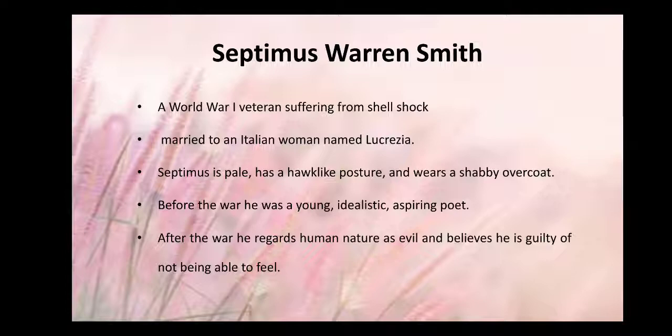While we look at his physical appearance, he is pale, he has a hawk-like posture, wears a shabby, dirty overcoat. Before the war, he was young, idealistic, an aspiring poet. After the war, he regards human nature as evil and believes he is guilty of not being able to feel. So, we see the change of perspective during the World War in which he has been an active participant, and rather than succumb to the society that he abhors, he dislikes, he actually commits suicide.